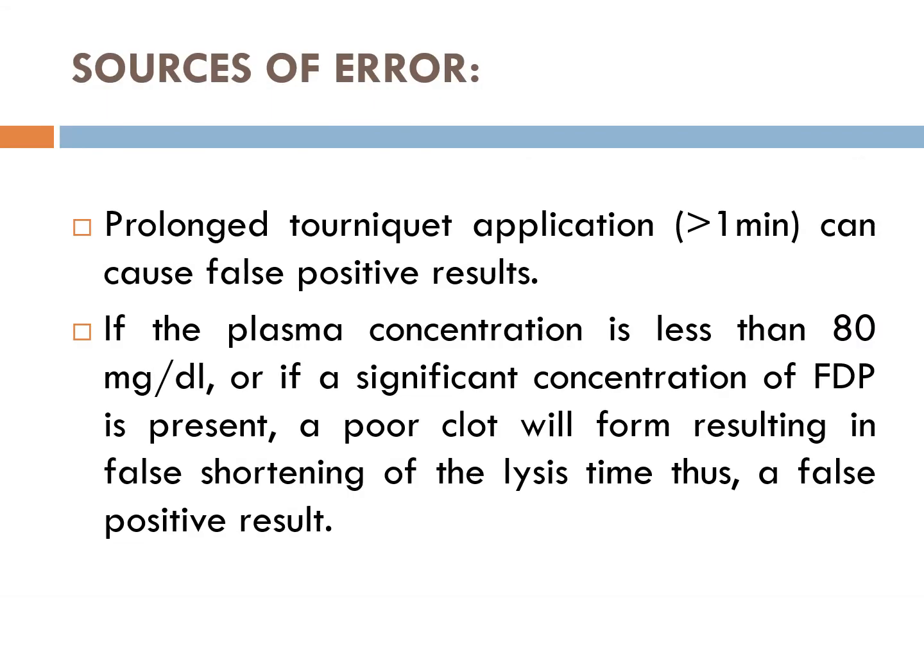But the euglobulin clot lysis time is prone to many errors. First, prolonged tourniquet application. Application of the tourniquet for more than 1 minute can cause false positive results. And if the plasma fibrinogen concentration of the patient is less than 80 mg per dL, or if there is a significant concentration of FDP, a poor clot will be formed, resulting in falsely shortened lysis time, which would mean a false positive result.